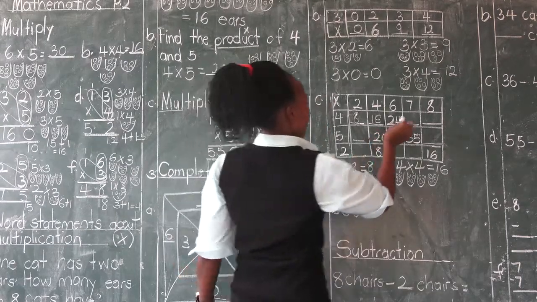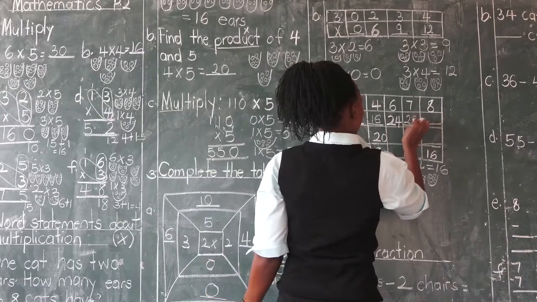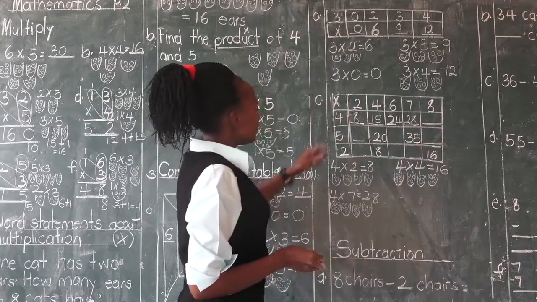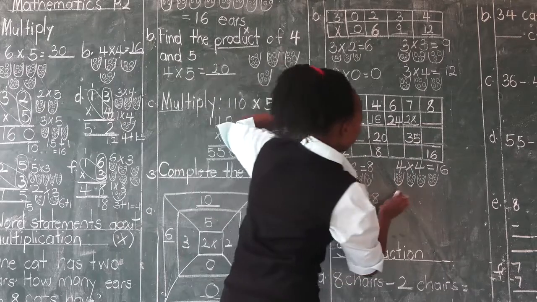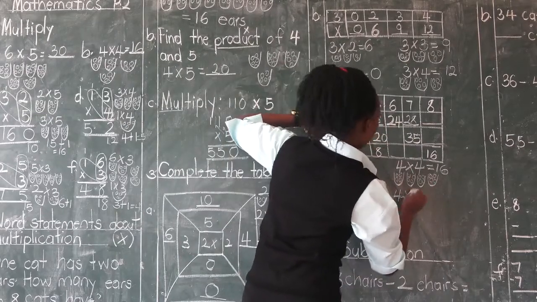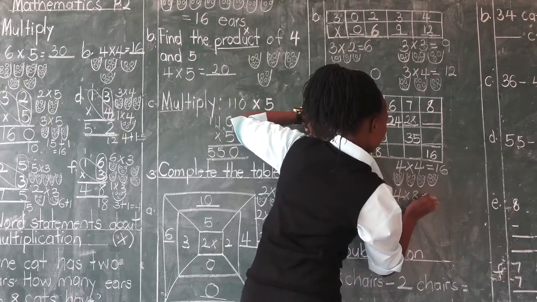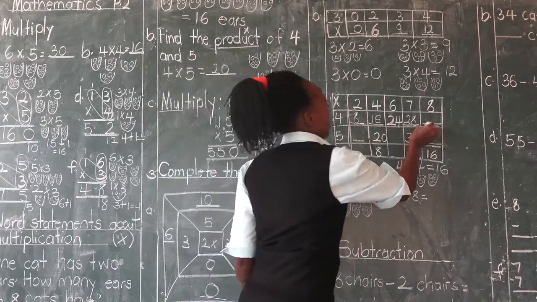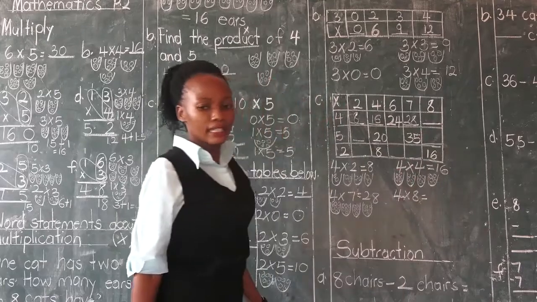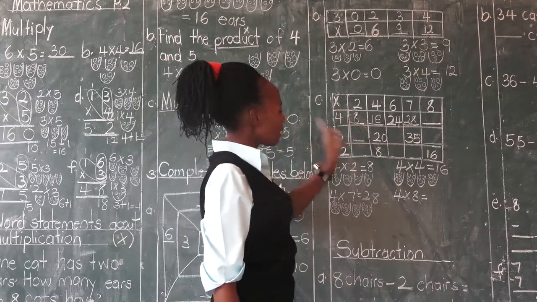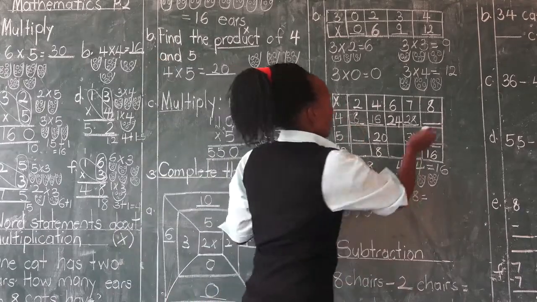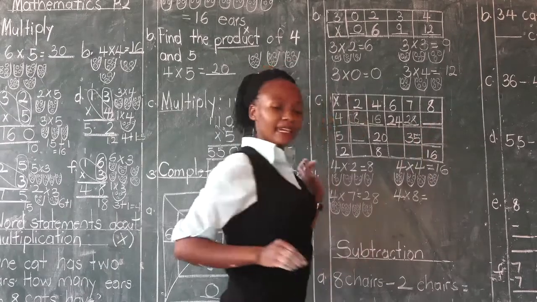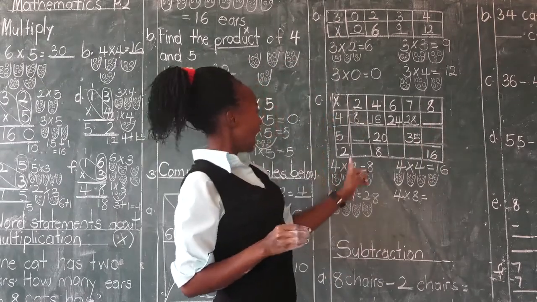The answer here is 28. Now let's see, 4 times 8. What are we going to get? This one, you will find it out for me. You will form 4 groups of 8. What you get, you put that answer there. Okay? Now let's come to this one.